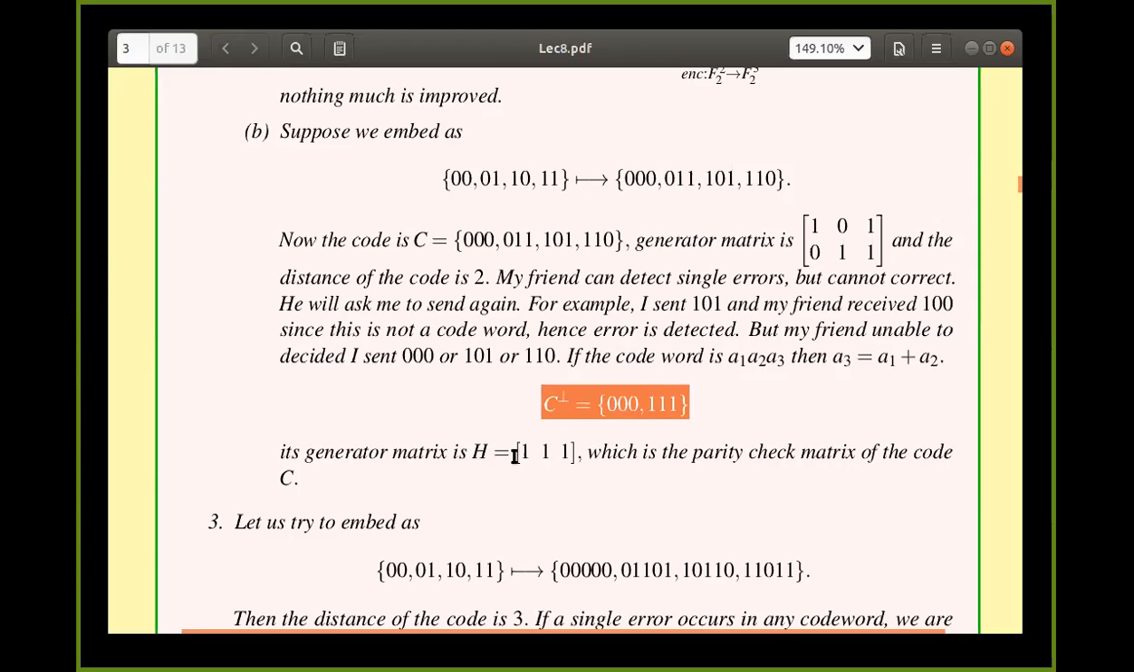And the generator matrix for this one is 1, 1, 1. Why? What is it doing? The generator matrix 1, 1, 1 means it is a matrix from where to where? What is its domain for this function? Somebody can help me?